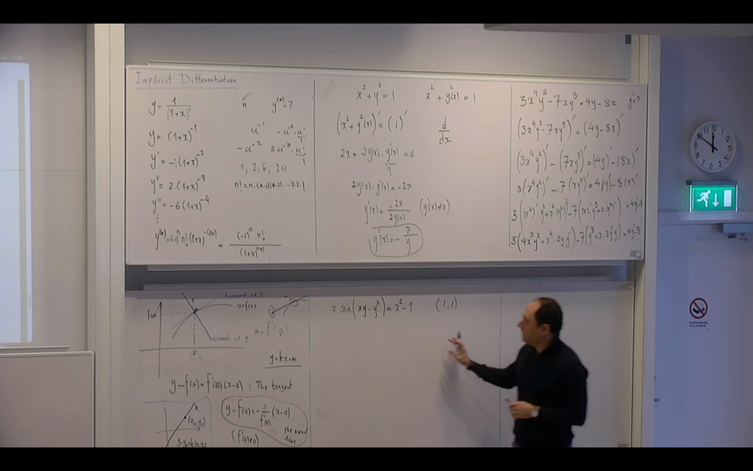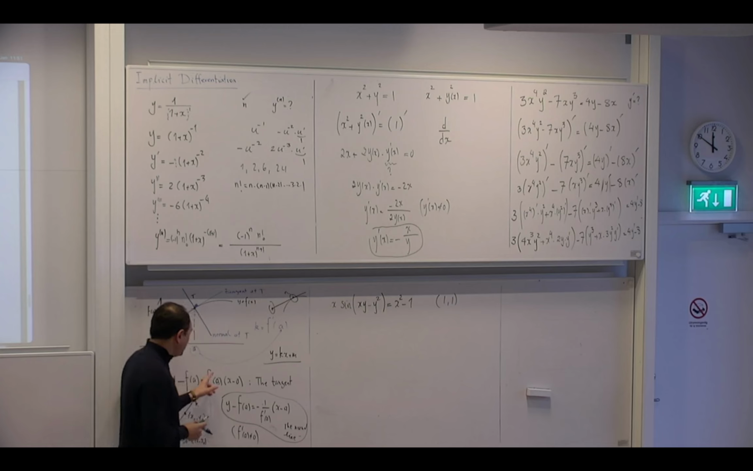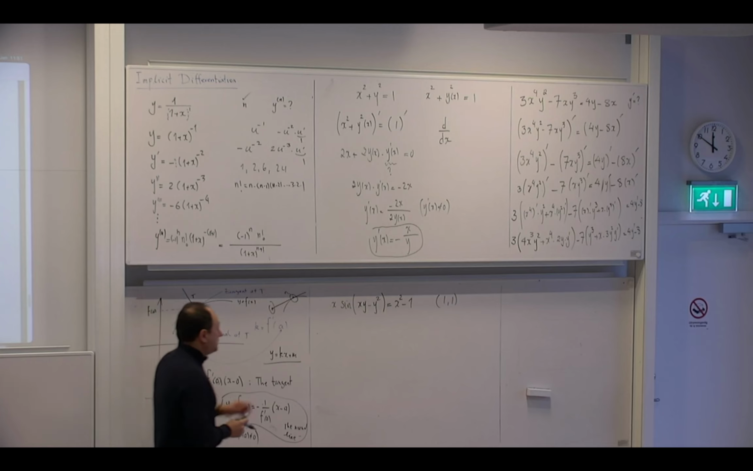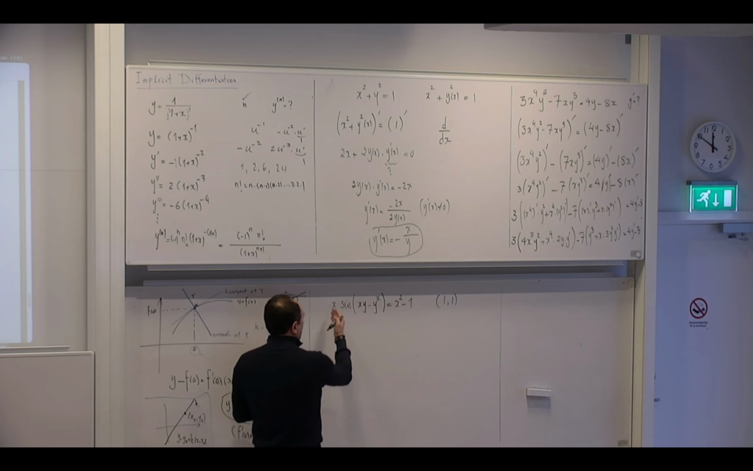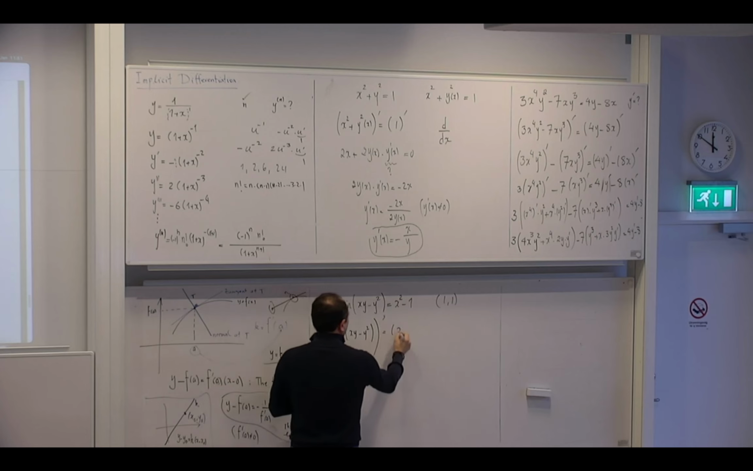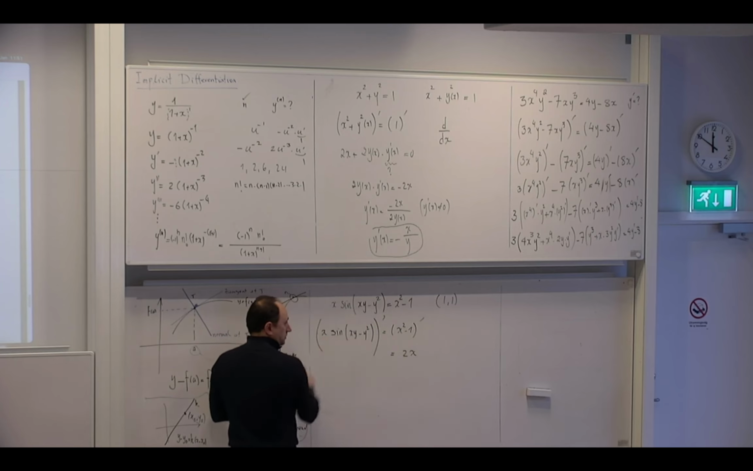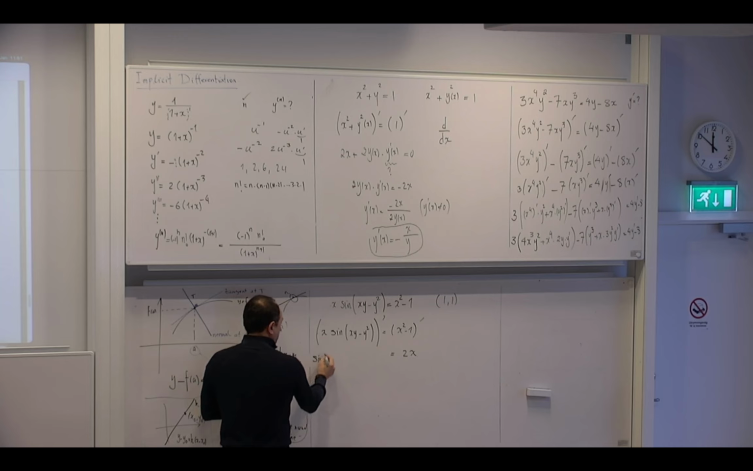Okay? But now, what do you need? You need to calculate the derivative. Why? Because the derivative at that point is the slope. But because this function is implicit, I have to differentiate implicitly. How should I do that? I differentiate the left and I differentiate the right. The right hand side is simple, 2x. The left hand side is a product. The derivative of the first one is 1 times the second one plus the first one times the derivative of the second one.